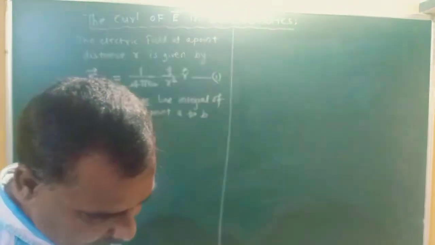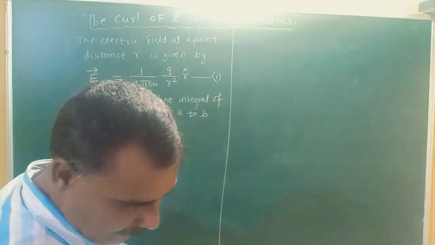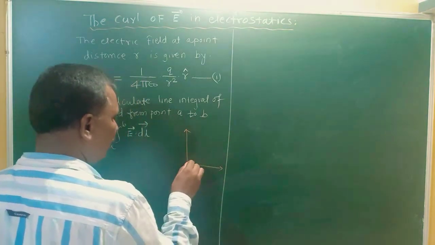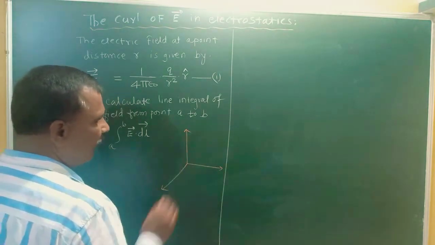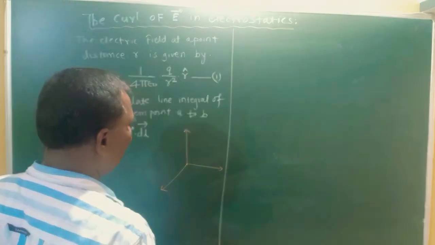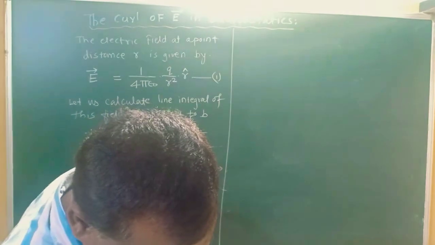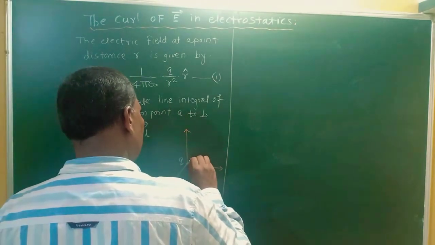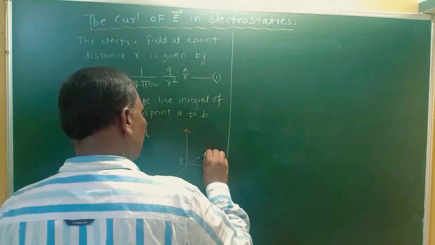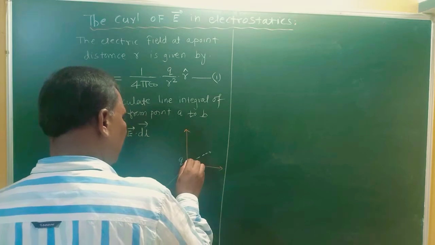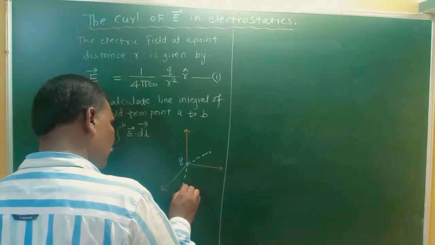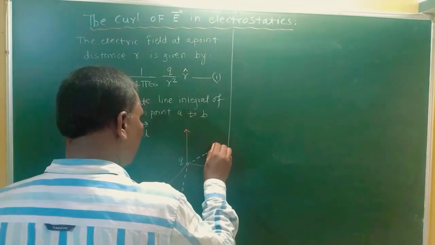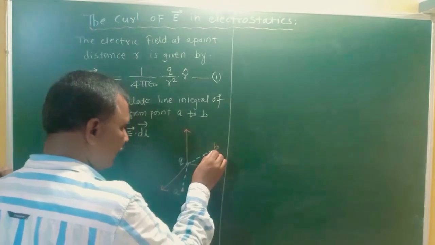To calculate the line integration, we draw one more figure here. First of all, this is the Cartesian coordinate system. This is the z-axis, this is the x-axis, this one is the y-axis, and this is the origin. We consider two points for that. The first one is the charge q at this point. This is point A, and another point we consider here is point B, and this is the path of integration.